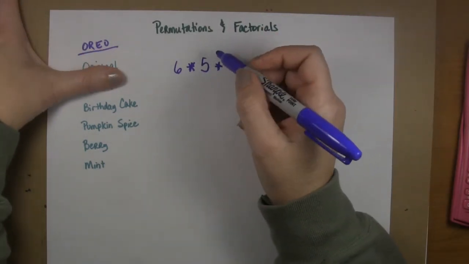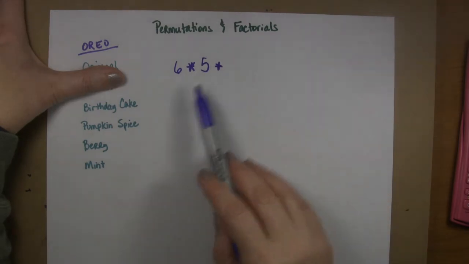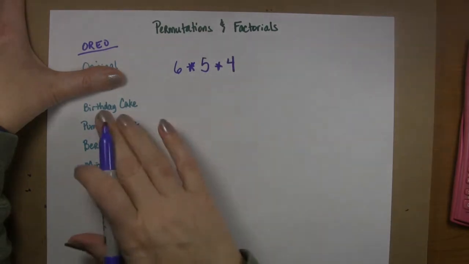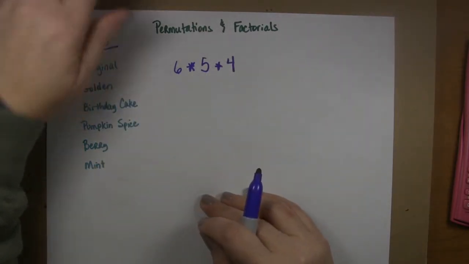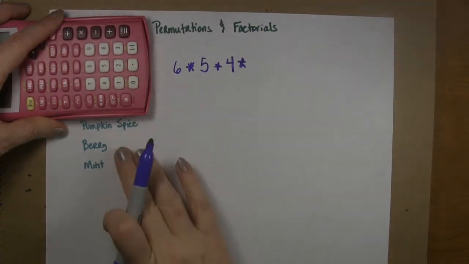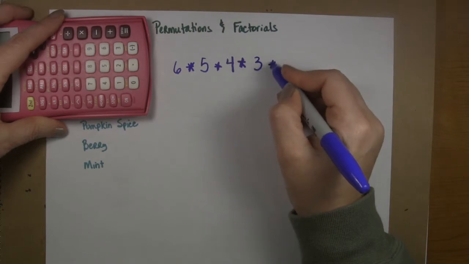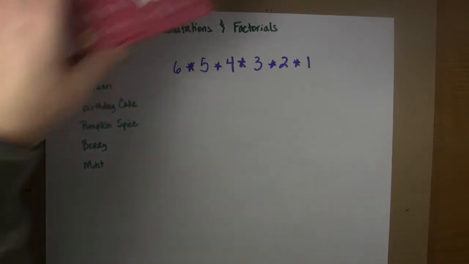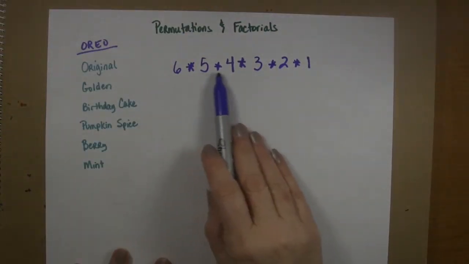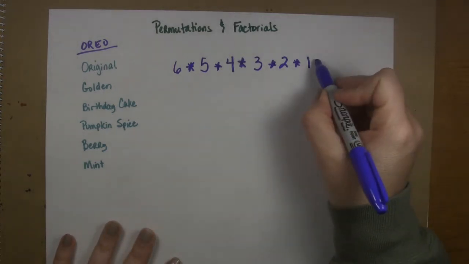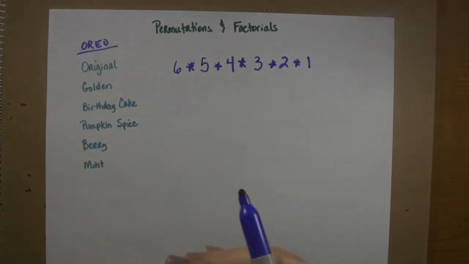Let's say I eat the golden. The next Oreo that I eat, I can choose from 1, 2, 3, 4. I only have 4 options because I've already eaten 2 of the Oreos. So now all of these are gone. The next Oreo I eat, I have 3 options, and then I have 2 options, and finally I only have 1 option to choose from. If I multiply all those possibilities together, then I get the number of possible permutations for Oreo eating.